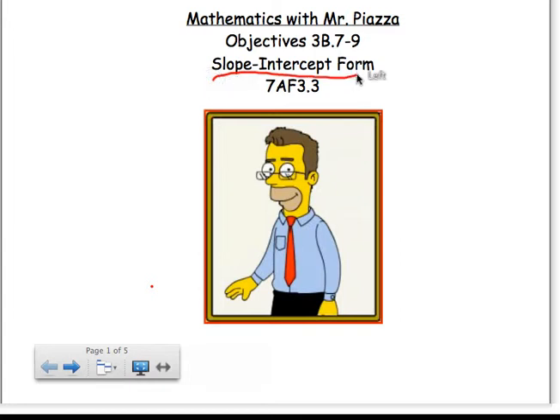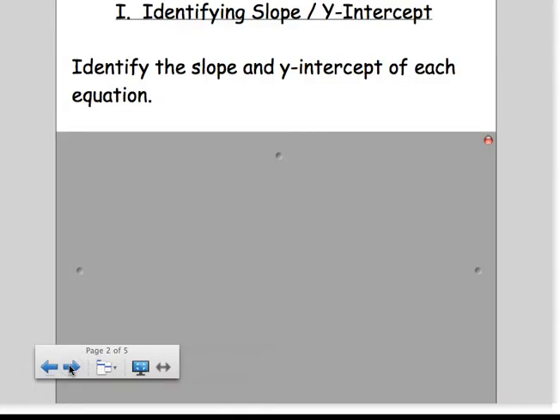That's slope-intercept form, a very special way of writing an equation. We're going to have three different skills that are all connected to slope-intercept form. The first one is, how do you identify the slope and the y-intercept when you have an equation in that form? And when we say slope-intercept form, it's always going to be in this form of y equals mx plus b.